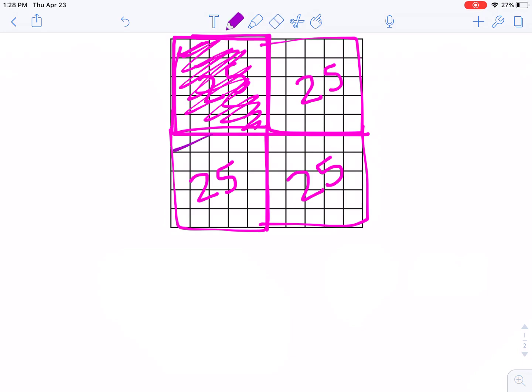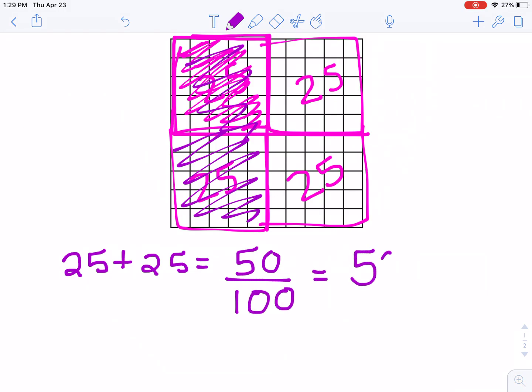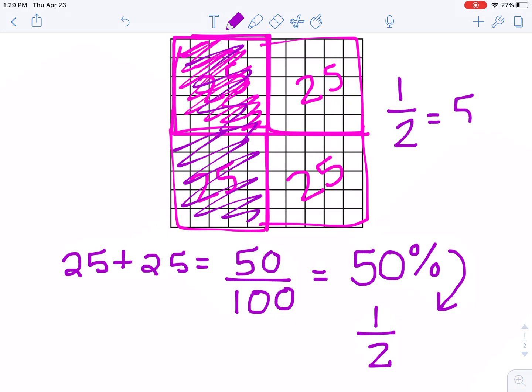So now if I color 2 of these, because this is going to count with it right up there, I have now colored, what is 25 plus 25? It's 50, correct? So now I have colored 50 out of 100 total. That is also known as 50%. And 50% is also known as 1/2. So once again, another easy percent for you is 1/2 equals 50%.